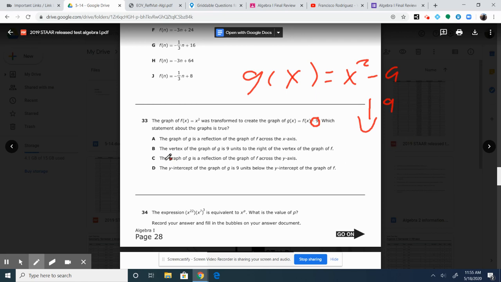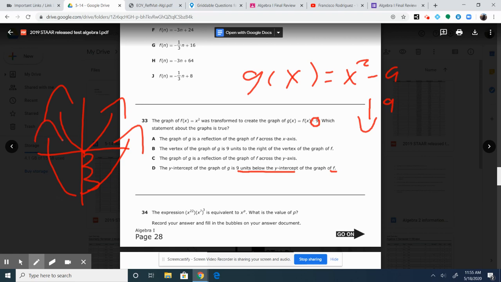So the only one that would make sense in this situation would be that the y-intercept of the graph of g is 9 units below the y-intercept of the graph f. Because in a graph, if we have our parent function of f and we are going down 9, that's what we just did. Okay, the next thing, so the answer right here is D.